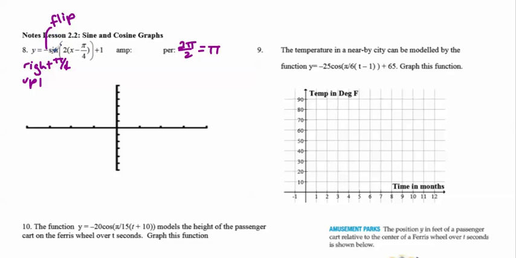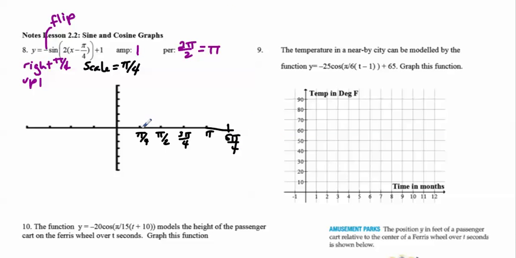Okay, and my amplitude does not change. My amplitude is still the absolute value of negative 1, which is 1. So we're going to put our axes in. The period is pi, so my scale is going to be pi divided by 4, which is just pi over 4. So I'm going to mark pi over 4, pi over 2, 3 pi over 4, pi, and I'm going to need one more. I'm going to need 5 pi over 4.